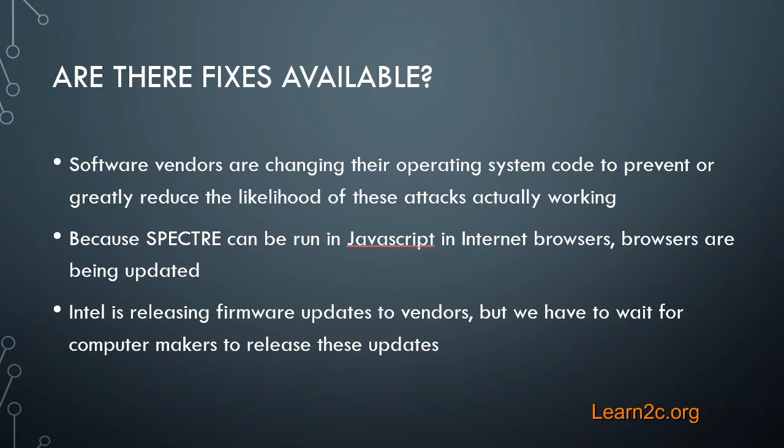So are there fixes available? For the most part, yes, there are. Intel has already released or is in the process of releasing various firmware updates, and software vendors have already made some operating system updates as well as some browser updates, because there's a version of SPECTRE that can actually run in JavaScript on an internet browser. I would put a little caution to this, and that is that while Intel has released some firmware updates to vendors, we may have to wait a while for computer makers to actually release those updates to us.